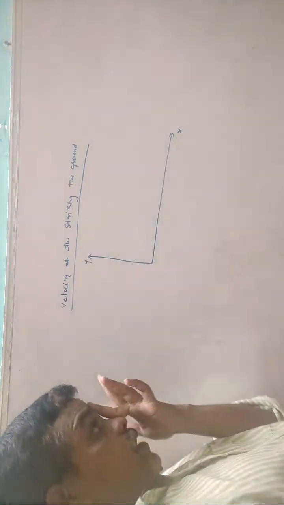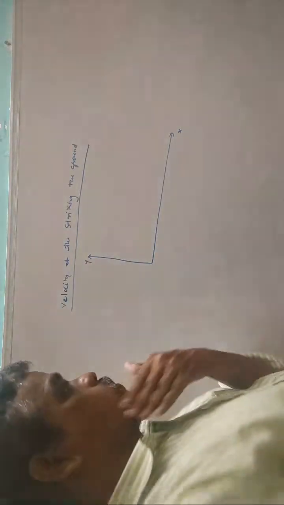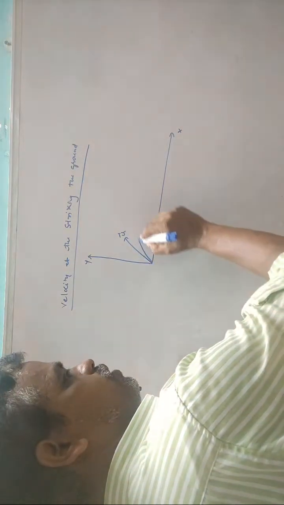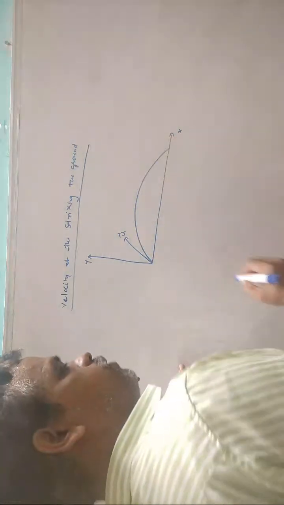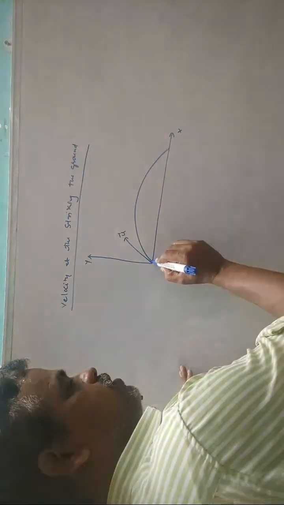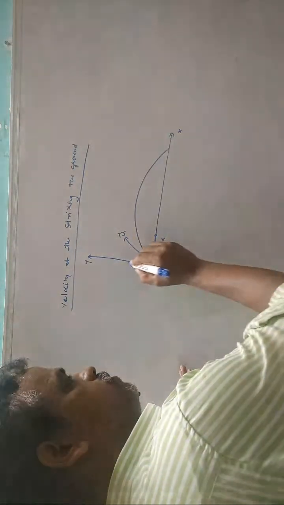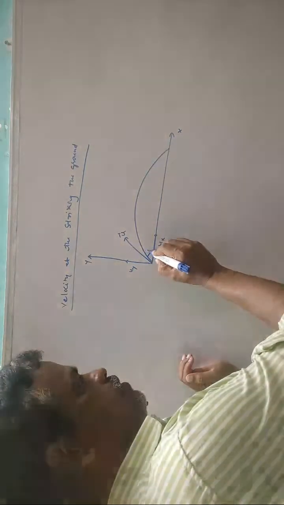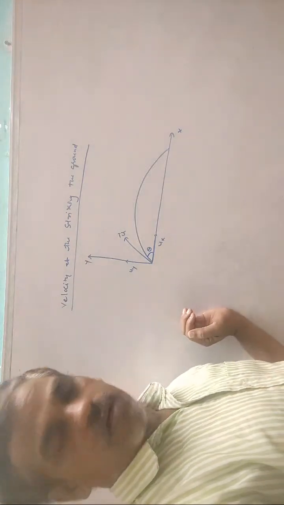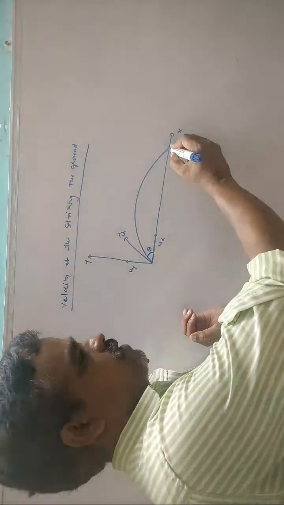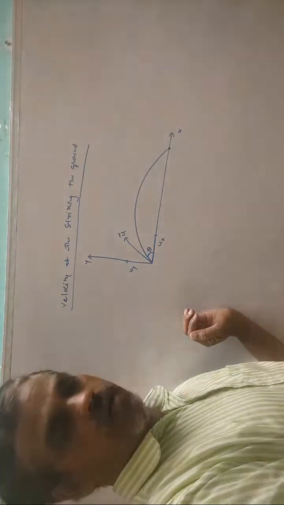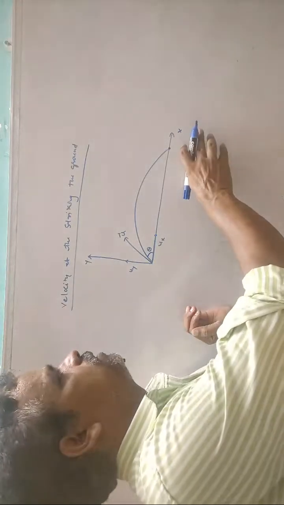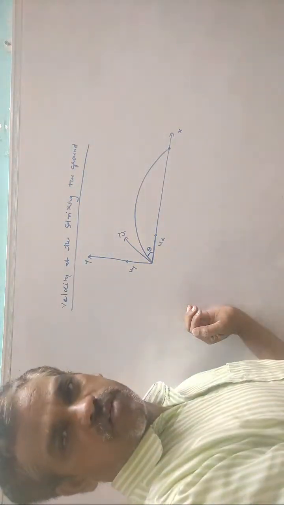X-axis, y-axis. So we projected with velocity u. The body will go like this. So it has velocity components, ux component and uy component. So the angle is theta. Already you know this one. So what about the velocity at this point? Initially it was projected with velocity u. What about the velocity when it is striking the ground? At this point, what is the velocity?